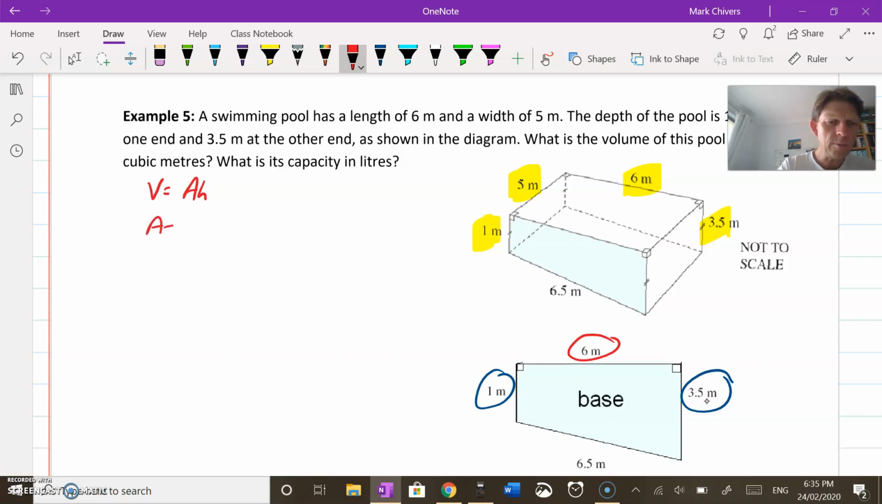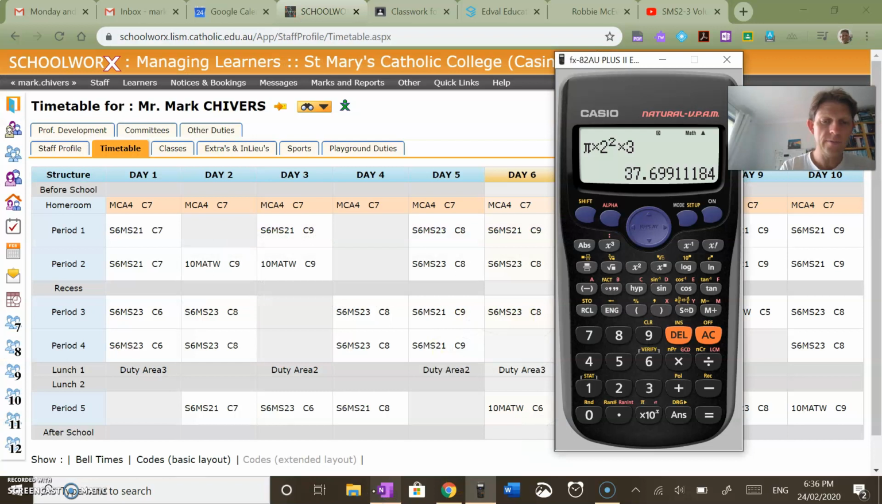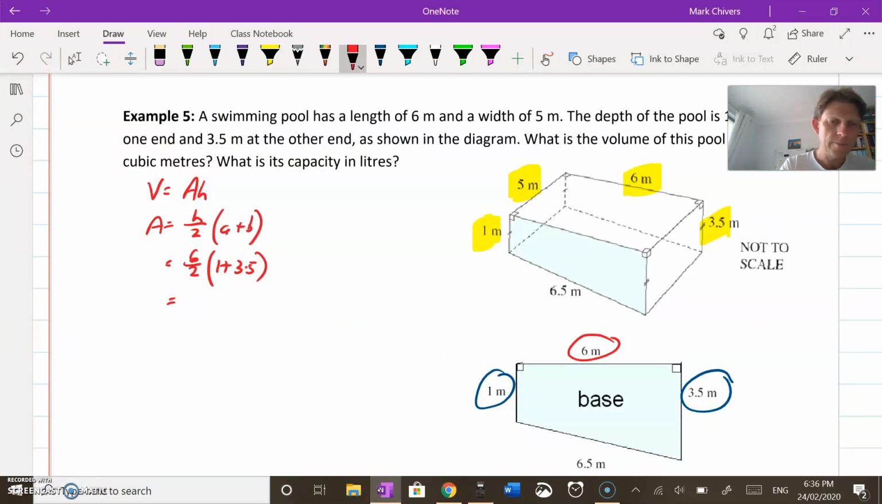So we'll first work out what's the area of the base. Well, the area of the base, we'll have to use the trapezium formula, which is height over 2 times A plus B. The height in this case is actually going to be the length of the pool. That's going to be that 6 meters. And our A and our B are the 1 and the 3.5. Okay, so 1 plus 3.5 is 4.5. 4.5 lots of 3 is going to be 13.5.